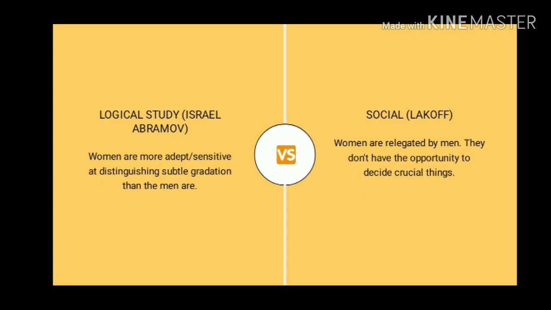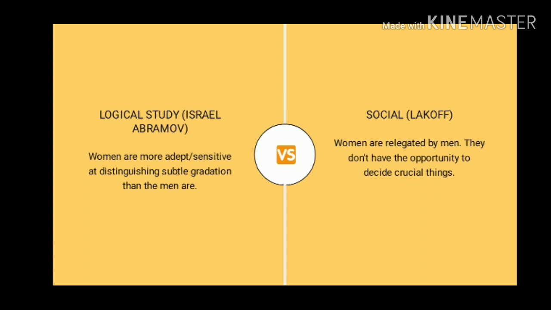Here we have 2 points of view of the explanation on why women and men are seeing a color differently. The first is from Israel Abramov. In his logical study, he stated that women are more adept or sensitive at distinguishing between subtle gradation than men. And women perform better at hearing, smelling, and tasting, also distinguishing a little difference. Or in Indonesia, we call it lebih teliti.